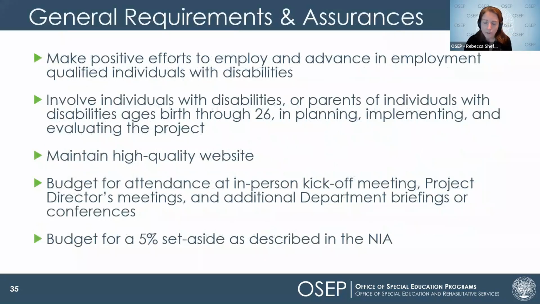A few more reminders. A successful applicant must make positive efforts to employ and advance in employment qualified individuals with disabilities, must involve individuals with disabilities or parents of individuals with disabilities, ages birth through 26, in planning, implementing, and evaluating the project, must maintain a high-quality website, must budget for attendance at in-person kickoff meetings, project director meetings, and additional department briefings or conferences, and budget for a 5% set-aside as described in the notice inviting applications.